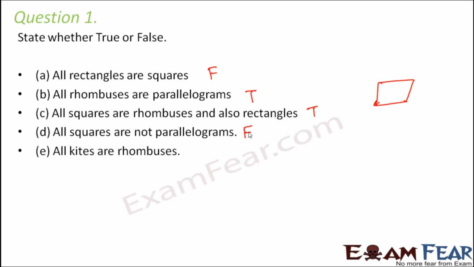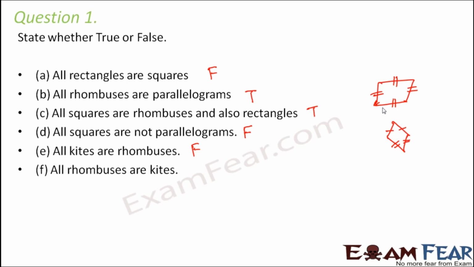All kites are rhombuses. Now this is again a false statement. That's because a rhombus has all sides equal. But when you look at a kite, it has only adjacent sides equal. This is how a kite looks. Only the adjacent sides are equal. But in case of a rhombus, all sides are equal. So we can say that a rhombus is a kite. A rhombus can behave like a kite. But a kite is not a rhombus, because a kite does not satisfy the property of a rhombus.